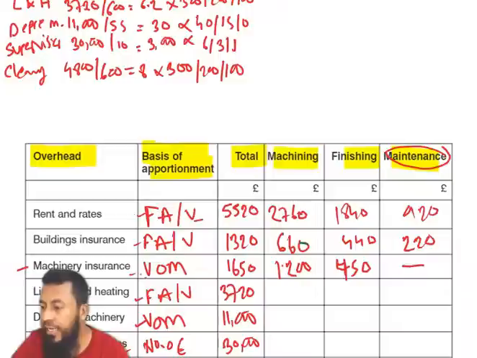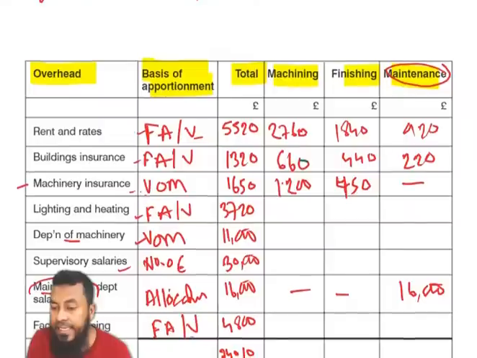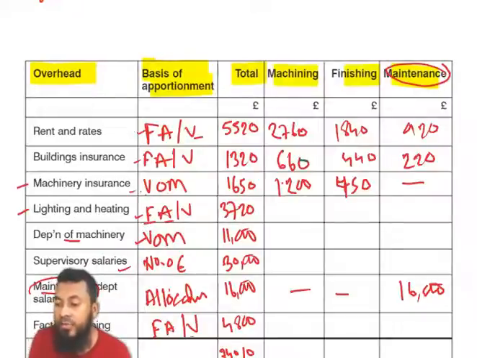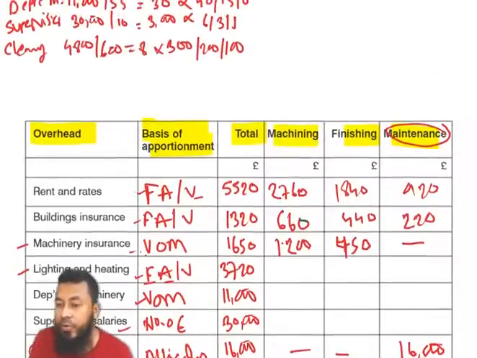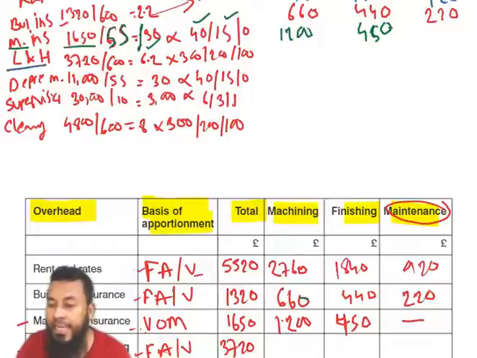450, and nothing into the maintenance, because in maintenance there is no machining, nothing like that. Okay, heating and lighting. Floor area, volume of floor area 3720. So floor area 600, you already know it. So another color pen I'm taking. Lighting and heating, I said L and H.